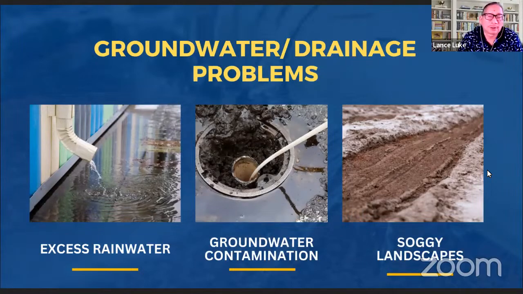The first kind of water issue that we're going to talk about is groundwater or drainage problems. You have excess rainwater. That's why you have gutters around the property or building. You may have groundwater contamination if there's wastewater mixing in with groundwater. That's not good because, especially in Hawaii, we have aquifers that we get our fresh water from. And then with too much water, you have soggy landscaping that turns into mud, and you get further problems.